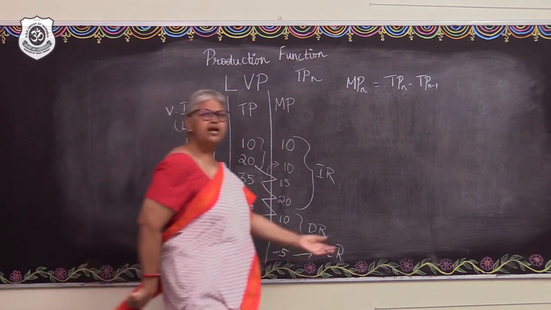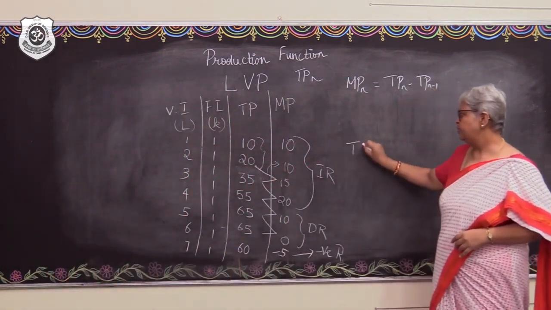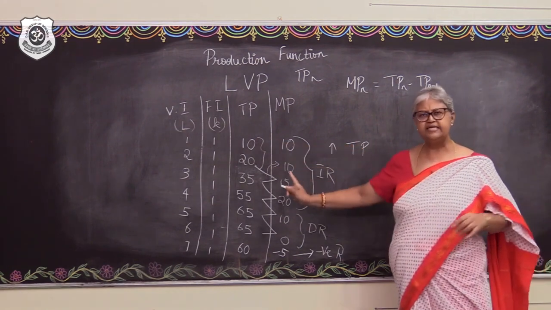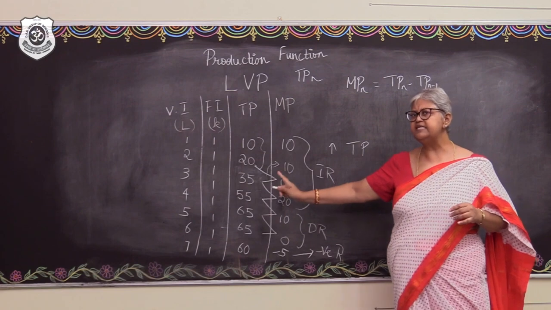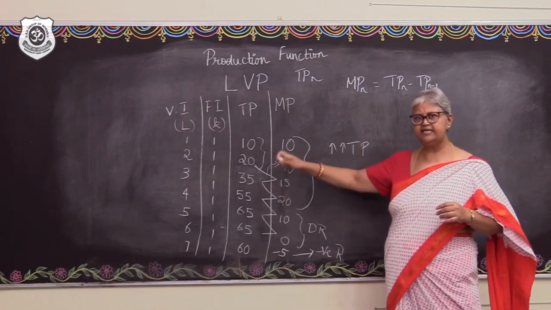Look at the total product. The total product is actually increasing. But what is the rate at which the total product is increasing initially? It is increasing at an increasing rate.